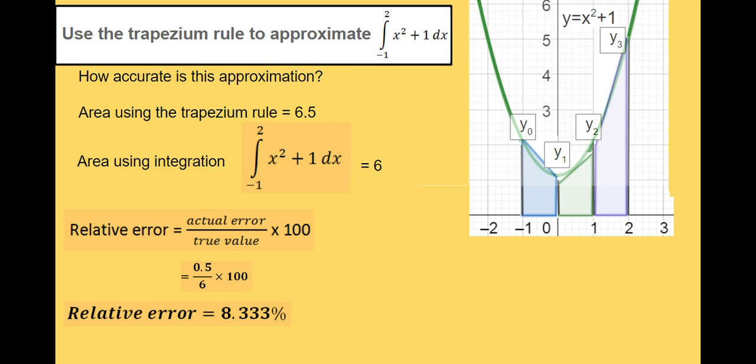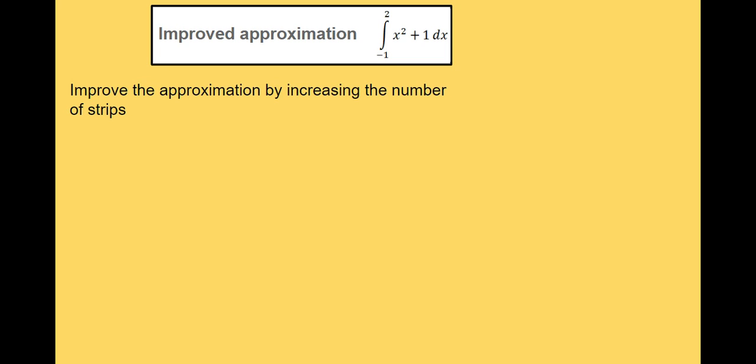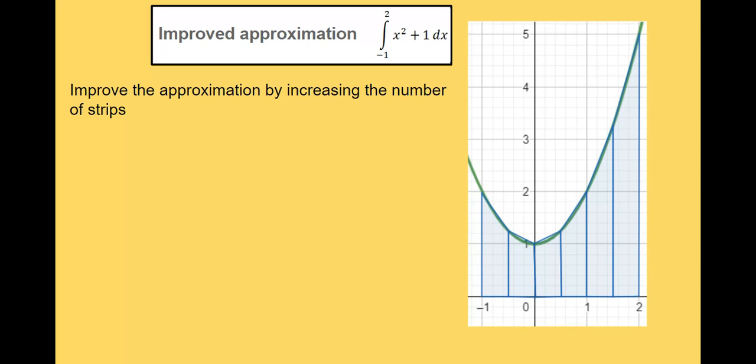However, we can improve things. We can improve our approximation by increasing the number of strips, the number of trapezia. So the diagram on the right is the same function, x squared plus 1. It's the same limits, but this time we've divided it into strips of half a unit width. So that means we've doubled the number of strips.